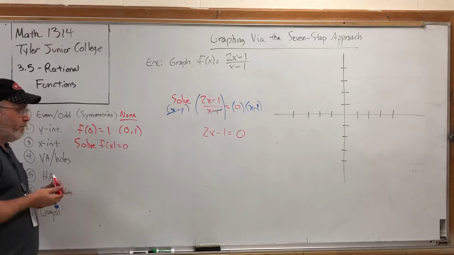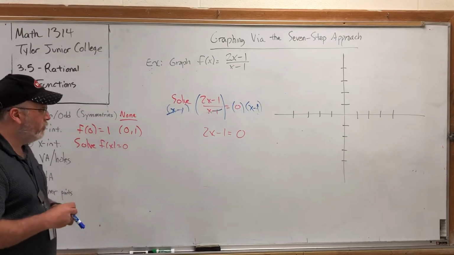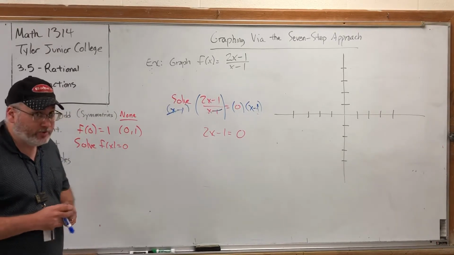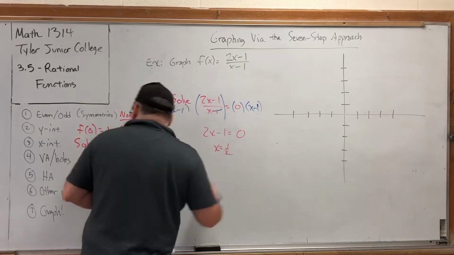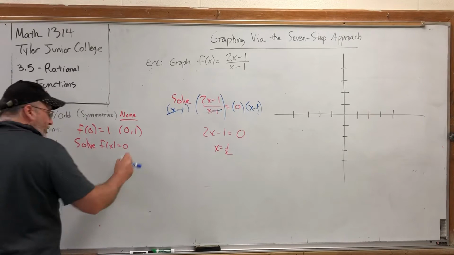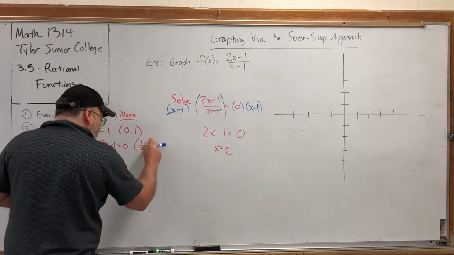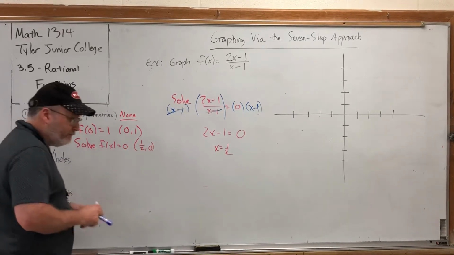If you look at the big picture to find the x-intercepts, you're really just solving the numerator equal to 0. Solve this and get x equals 1/2. So our x-intercept is at 1/2, 0. And that is the only x-intercept.